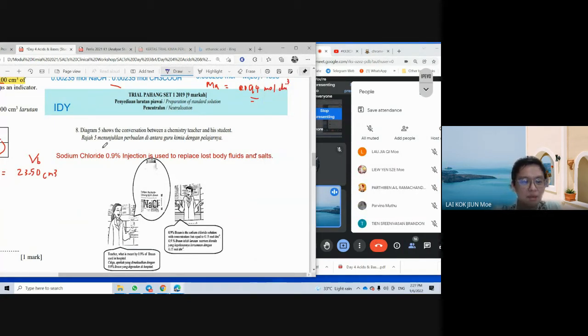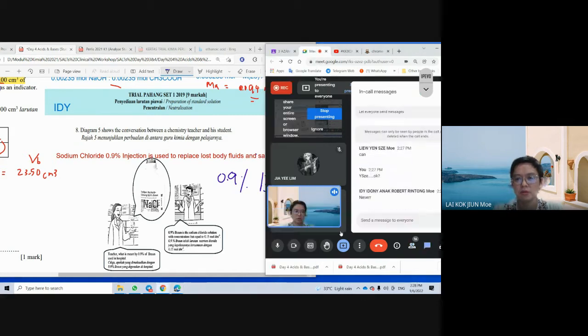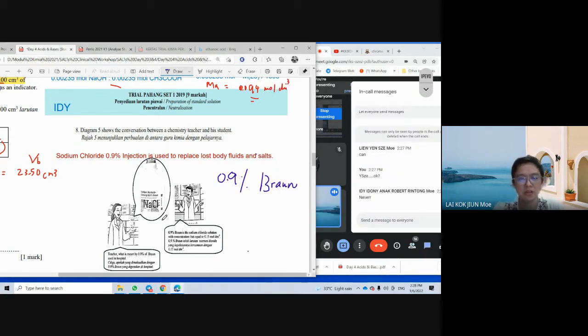ID, have you heard this name before? What is it? 0.9% Brown. Okay. How to pronounce Brown? You never heard? I also never heard. First time. But don't worry. They won't ask you out of the syllabus. This is inside the NaCl. Actually, this is a salt solution, sodium chloride 0.9%. I don't know why they use this word brown. But NaCl we know, we learned, right?